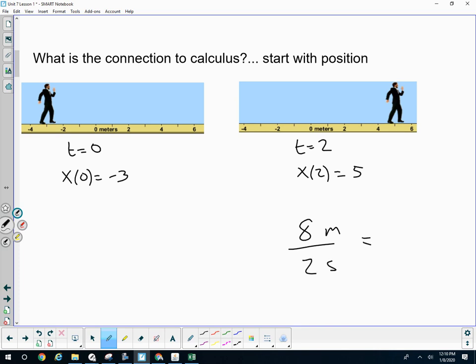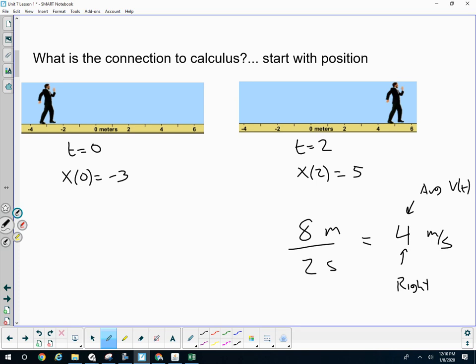And then some of you said, well, if it's 8 meters over 2 seconds, that's 4 meters per second. And what you just found is what we call an average velocity. On average, if he traveled consistently at 4 meters per second, 4 being a positive number, which means I'm moving to the right, if he moves to the right at 4 meters per second, over 2 seconds, he will cover 8 meters.